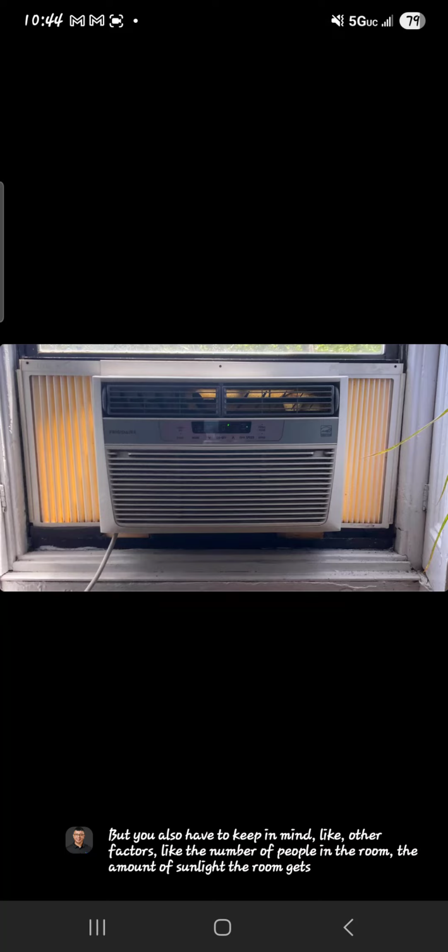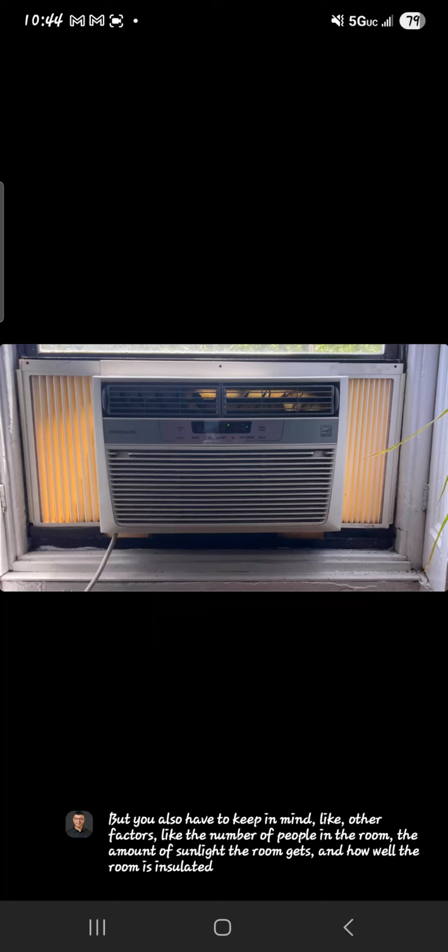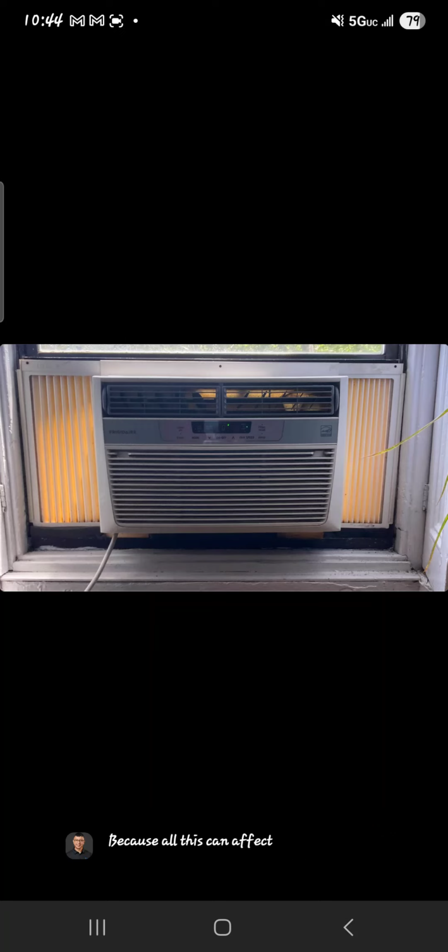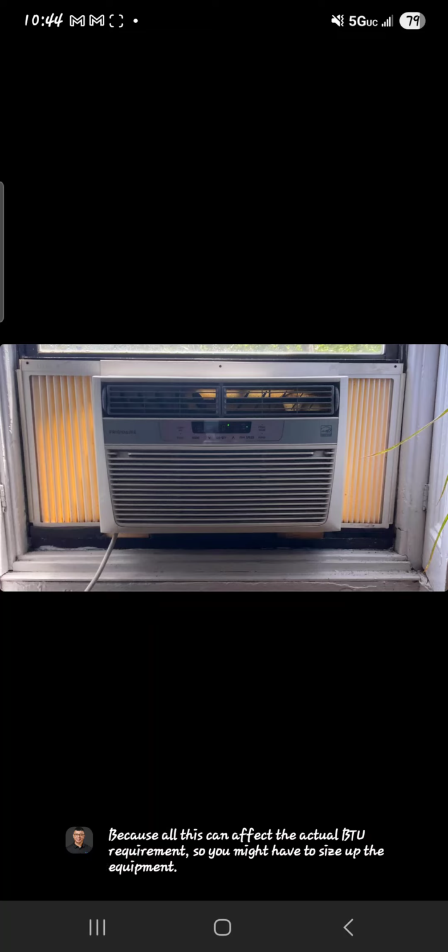An AC generally needs around 20 BTUs per square foot. But you also have to keep in mind other factors like the number of people in the room, the amount of sunlight the room gets, and how well the room is insulated, because all this can affect the actual BTU requirement. So you might have to size up the equipment to be able to neutralize the heat content.